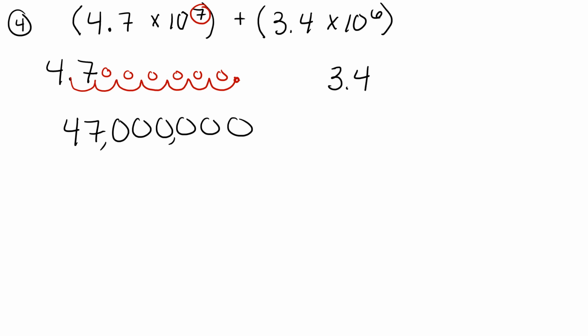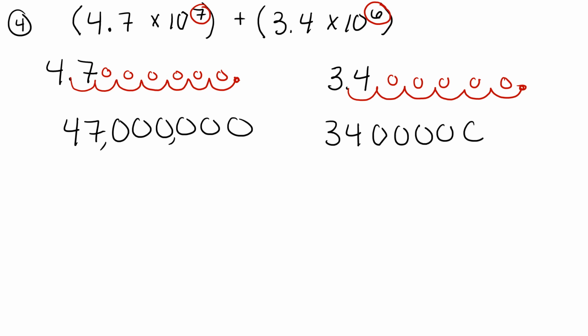For the 3.4 number, we're going to move the decimal 6 times. 1, 2, 3, 4, 5, 6. Filling in those place values with zeros. And rewriting the answer more clearly. And we get 3,400,000. When it comes time to actually add those together, we're going to line up our numbers.